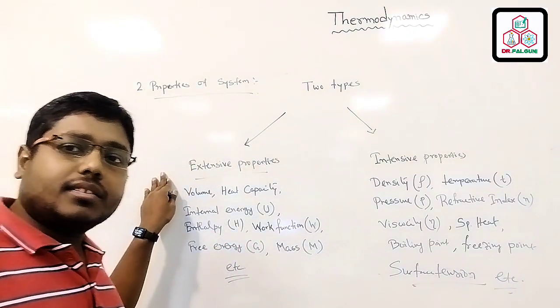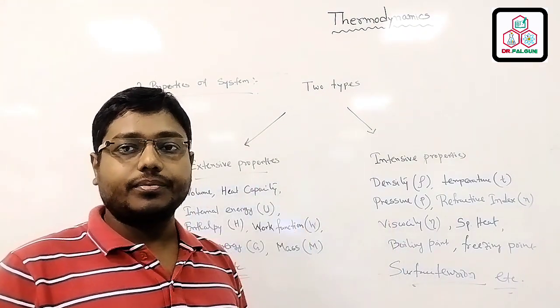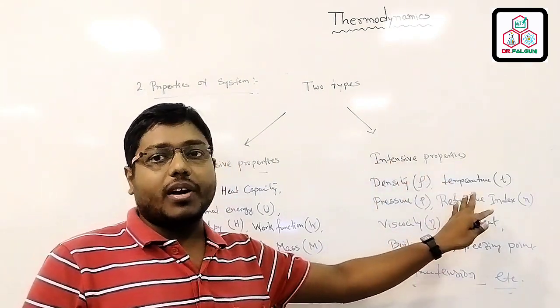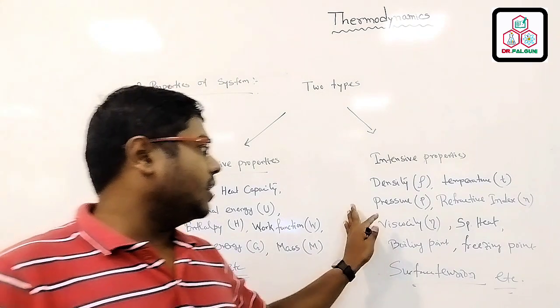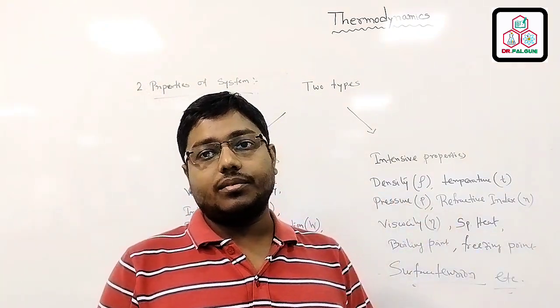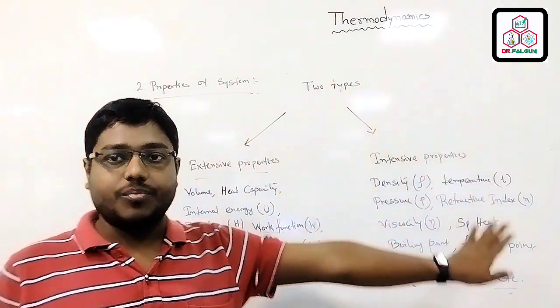So extensive properties depend upon the amount of the material, and intensive properties do not depend on the amount of the material. Okay, is it clear? That is what extensive and intensive properties are, right?